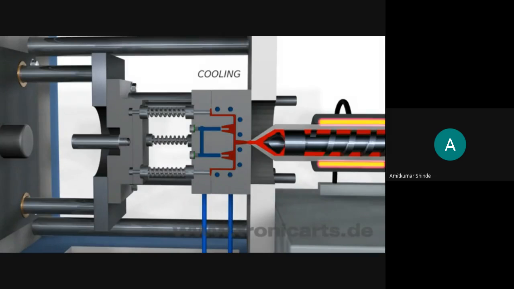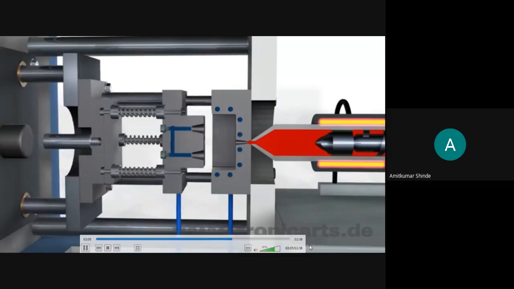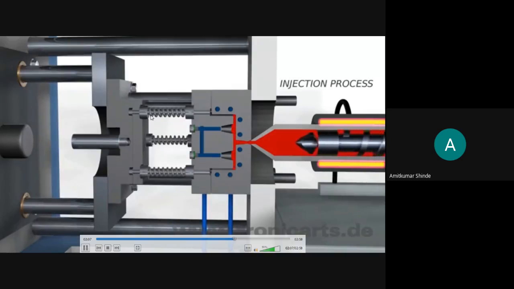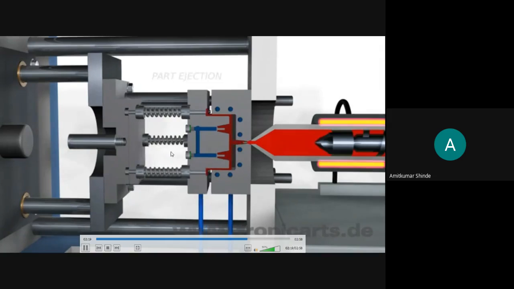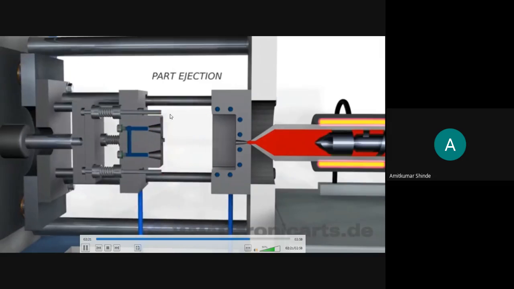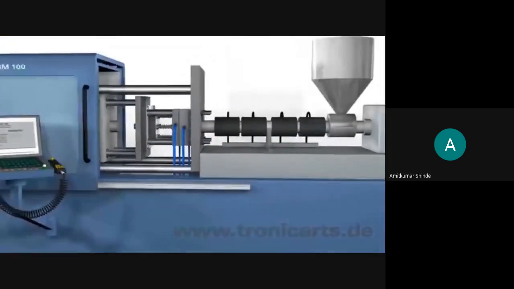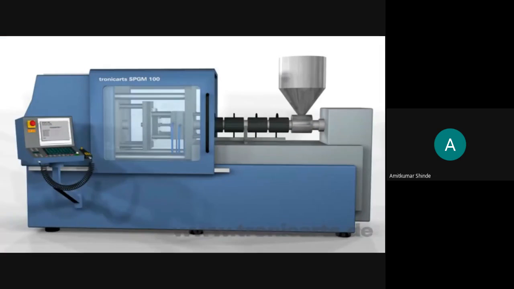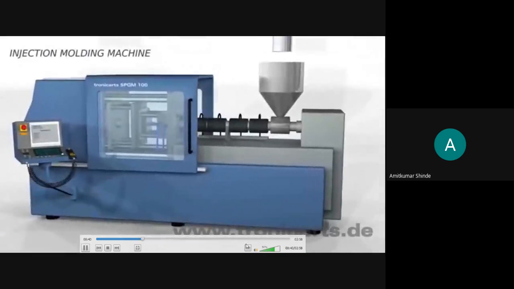Cooling is done, and part ejection. You can observe the movement here. Here you have to observe the movement of this arrangement. You can say these act as ejector pins. These are ejector pins. Okay, here please observe this. See this movement. The manufactured component is ejected. Okay, I will start again. You can go through it again.